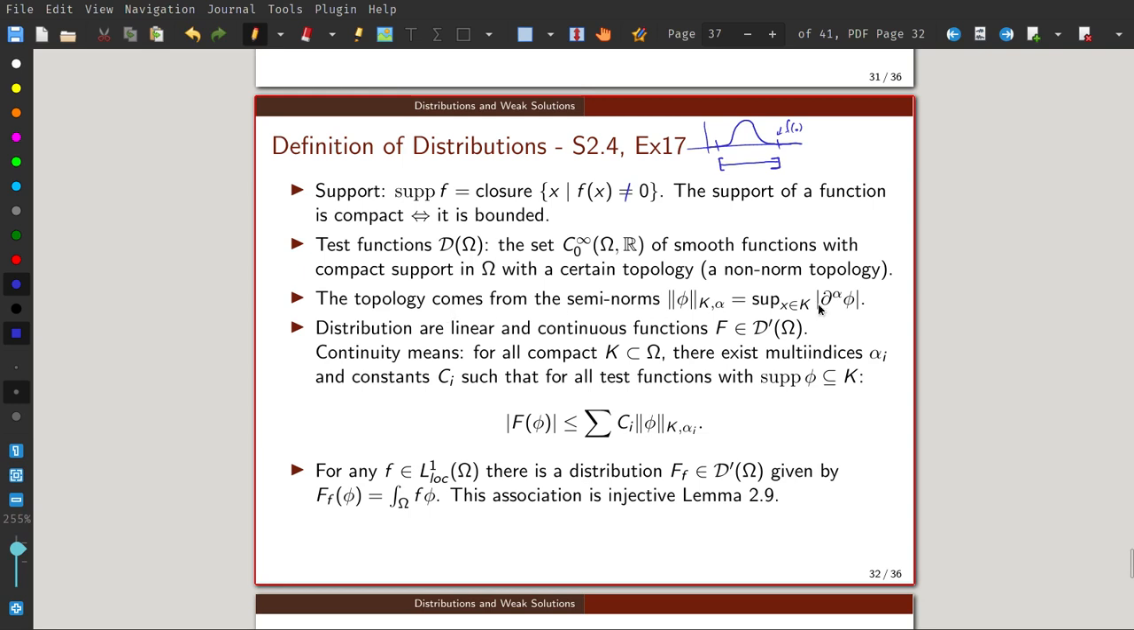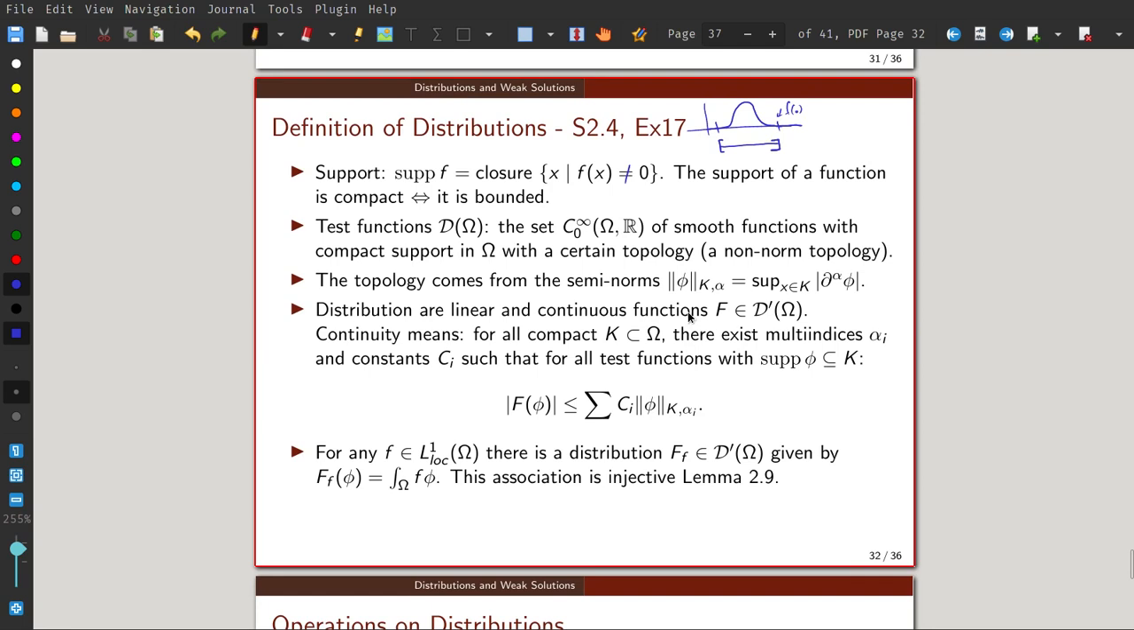We have these semi-norms. These are semi-norms because a non-zero function might still be 0 when you apply this to it if its support is outside K, or maybe you have a constant function and then its derivative is 0, but the function itself is not 0. So they're only semi-norms.